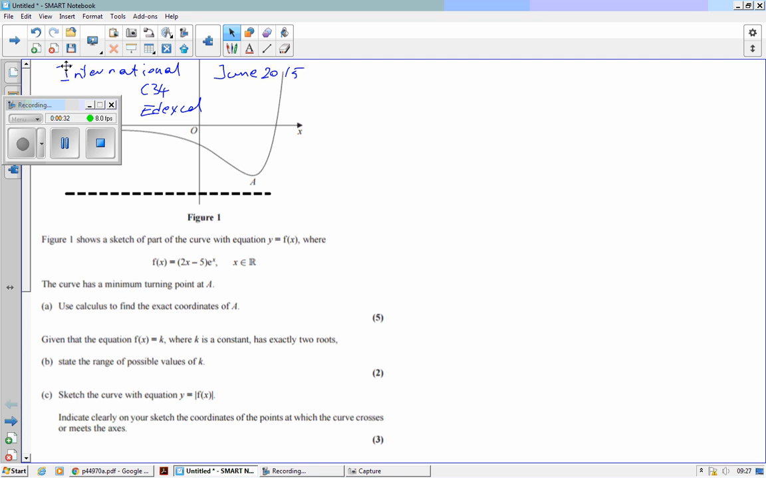It's just using the product rule and rearranging and getting the exact coordinate of A. Some people haven't given me the exact coordinate of A, which is what we've been asked for. A lot of people missing out on the 2 marks on part B, but most then are getting part C. But let's go through the whole thing.